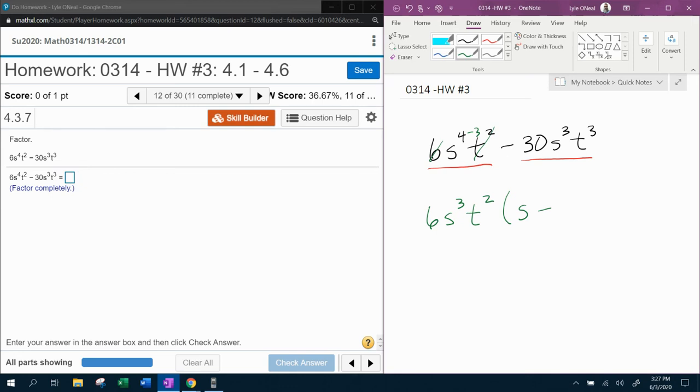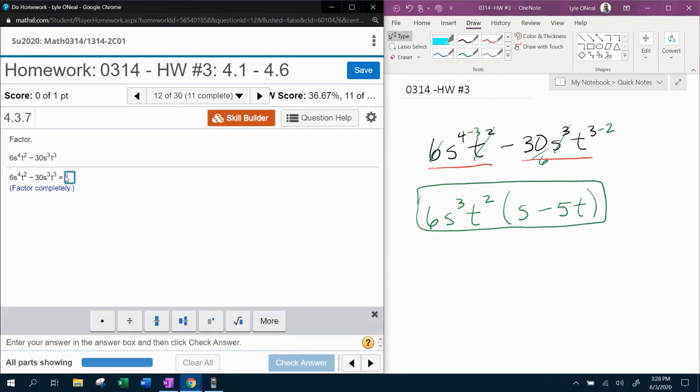Next, 30 divided by 6 is 5. s to the 3rd, take away s to the 3rd, that's gone. And t to the 3rd, take away t to the 2nd, is t. So again, with the coefficients, 30 divided by 6 is where the 5 comes from. And then the exponents subtract. 3 minus 3 is none, no s's. 3 minus 2 is 1, one t. And that is factored completely.